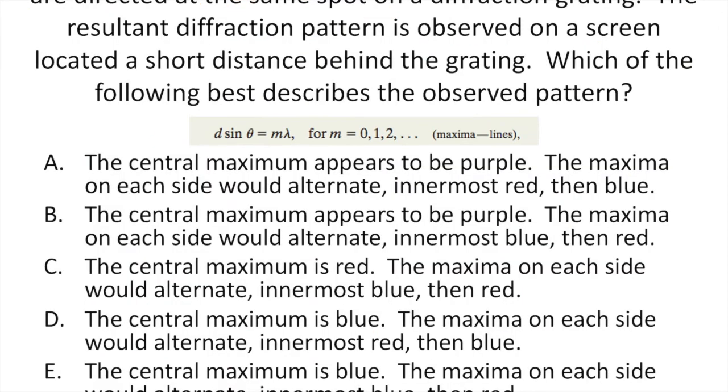All right, so here's a multiple choice question. I will read it out loud and give you guys a second to pause and answer it. Two monochromatic beams of light, one red and one blue, are directed at the same spot on a diffraction grating. The resultant diffraction pattern is observed on a screen located a short distance behind the grating. Which of the following best describes the observed pattern? That equation's there just for reminders. Now I'll give you guys a second to think about it and choose an answer.